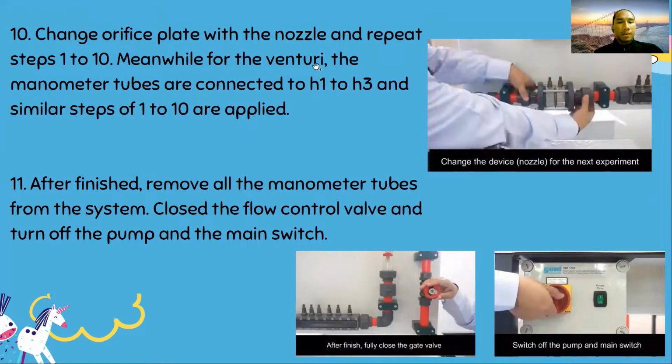Meanwhile, for the venturi, the manometer tubes are connected to H1, H2, H3, and similar steps of 1 to 10 are applied. As you can see in this picture, they are changing to the nozzle for the next experiment. And the last step is after finishing, remove all the manometer tubes from the system, close the flow control valve and turn off the pump and the main switch. So the experiment will be done. That's all for me for the methodology part.